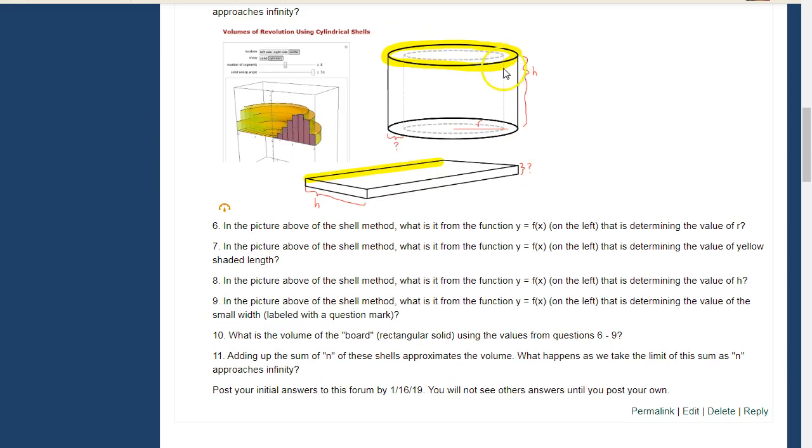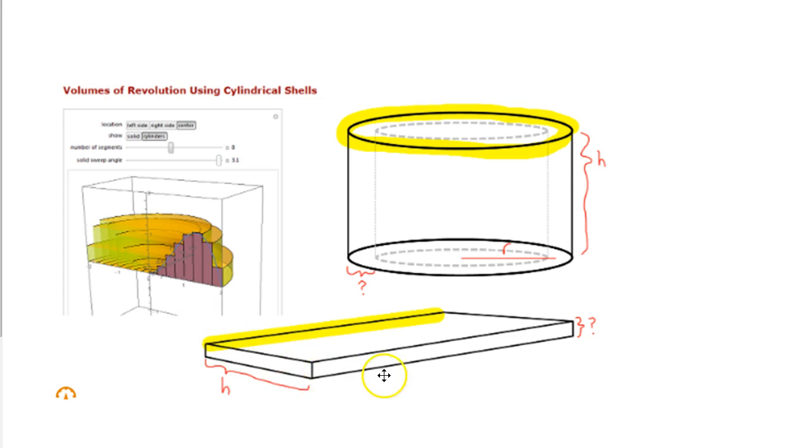Alright, now when you cut these shells and lay them out flat, you get a board, a rectangular solid, if you will, and we have 3 dimensions. We have our width, our length, and our height. So the volume of this thing would be length times width times height. So the H, the question mark in the yellow, would make this up. Alright, so what would give us these dimensions? What would give the dimensions of this board?